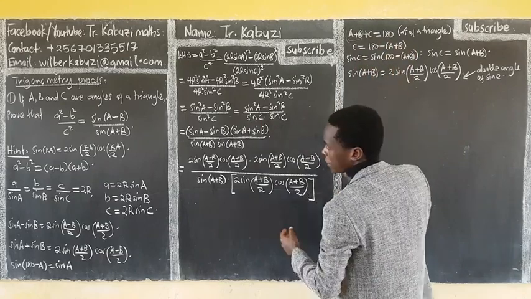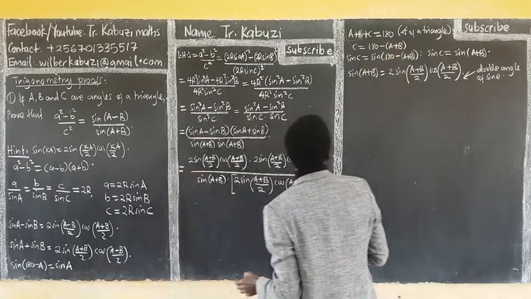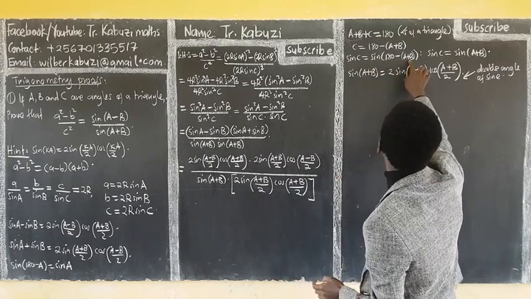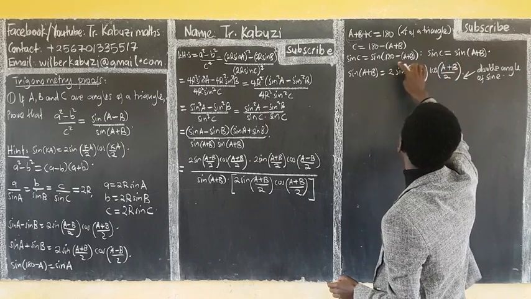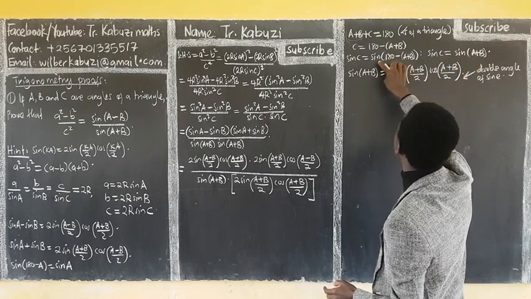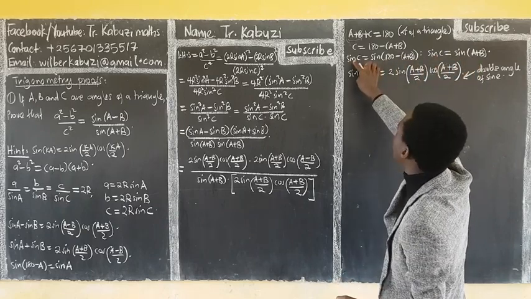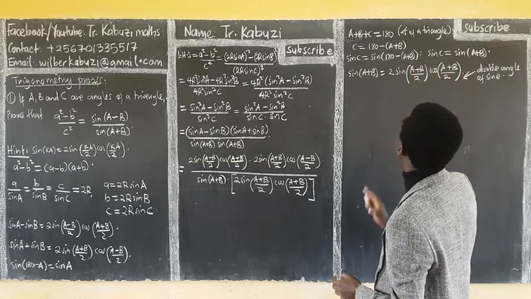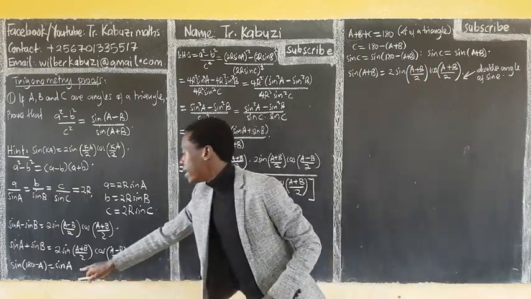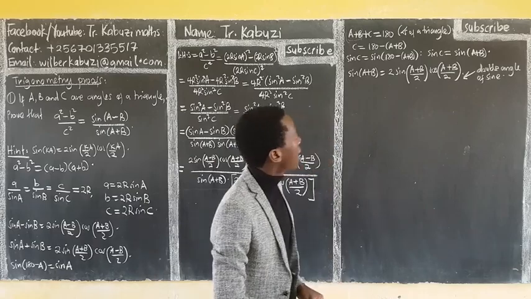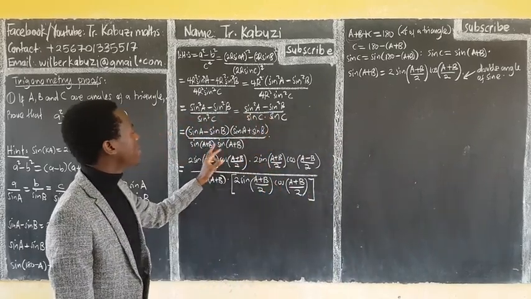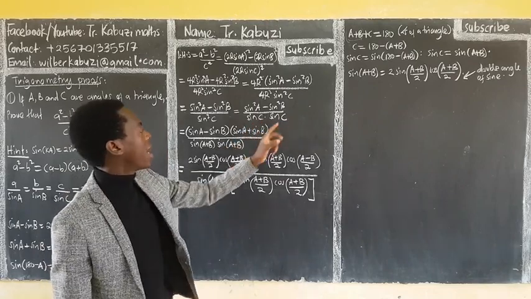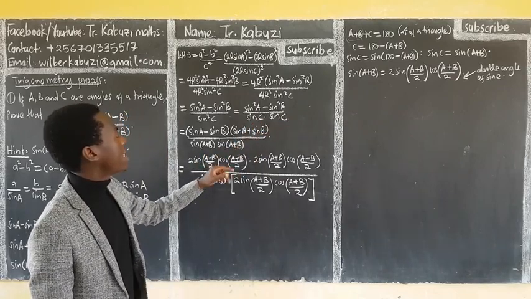And now, using this idea here, that's when we see that sine of 180 minus (A plus B) is the same as sine of A plus B. So sine C is now going to be equal to that, using this property here. Now from there, I substitute this, where the sine C, I put sine (A plus B).